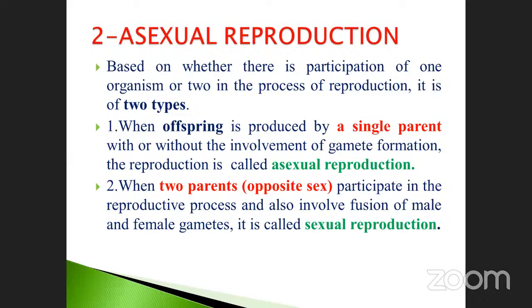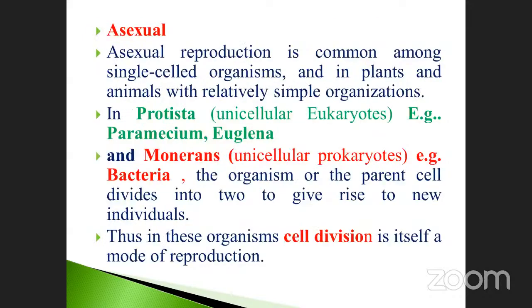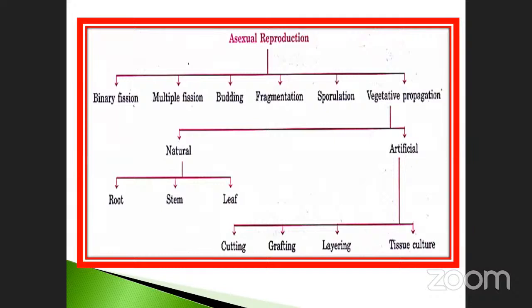Asexual reproduction: what is the meaning of asexual reproduction? What is the meaning of sexual reproduction? So asexual and sexual. What is protista? What is monera, otherwise called prokaryote? What is eukaryote? Mitosis and meiosis. And what are the types of propagation, particularly vegetative, natural, and artificial?